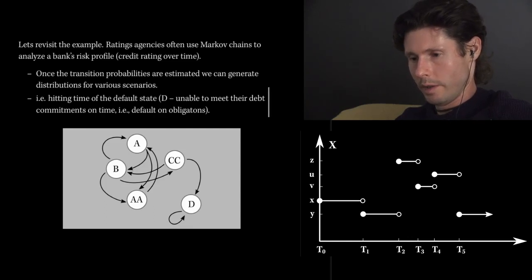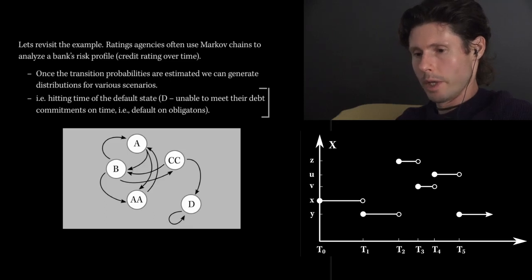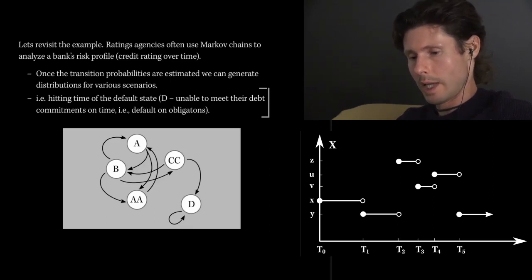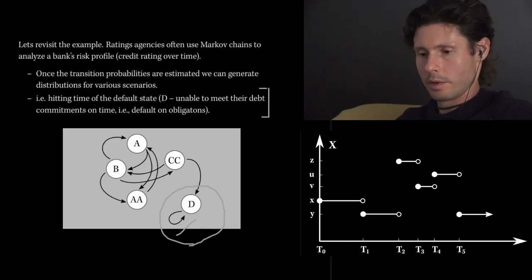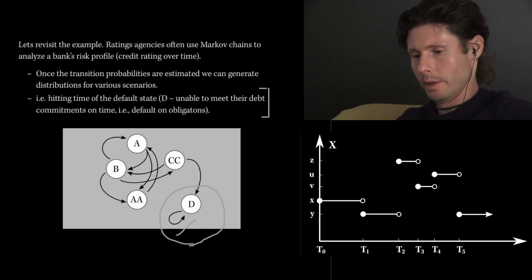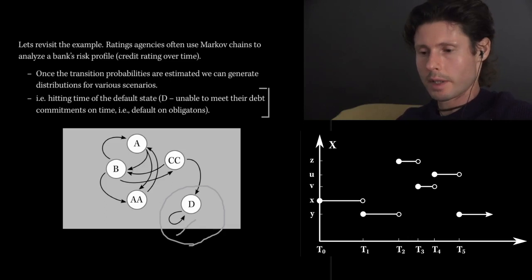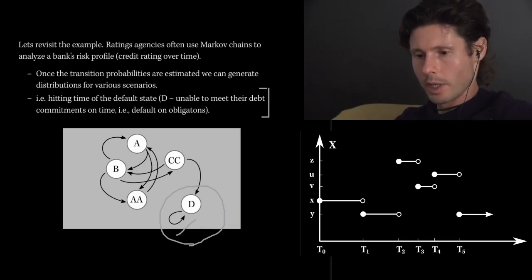I've listed one that's potentially of interest, which is the hitting time of the default state. We're maybe interested in the distribution of how long it would take until we go bankrupt, so until we're in this state. You can see I've also added a self-transition here, meaning that once a bank goes bust, that's it. So a pretty useful thing to know would be the expected time until the bank goes bankrupt, or what's the distribution of that time? It's even more informative. Those are the kinds of analyses one can run with this type of model.